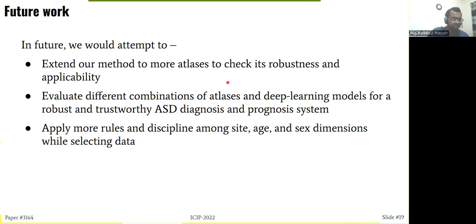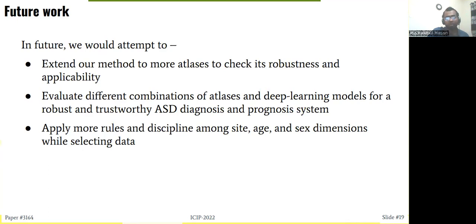And for future work, we can extend our method to more atlases to check its robustness and applicability. We can use the Harvard-Oxford Atlas, for example, and we can evaluate different combinations of atlases and deep learning models. Of course, we have other choices of deep learning models like graph convolutional networks or attention models and so on. So that would provide us a robust and trustworthy ASD diagnosis and prognosis system.